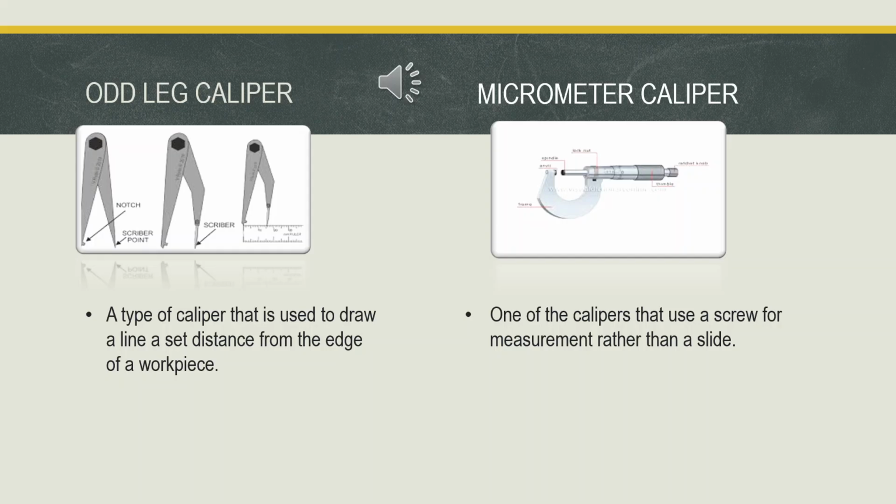And finally, we have the micrometer caliper, one of the calipers that use a screw for measurement rather than a slide. An instrument for making precise linear measurements of dimensions such as diameters, thicknesses, and the lengths of solid bodies. It contains a C-shaped frame with a movable jaw operated by an integral screw.